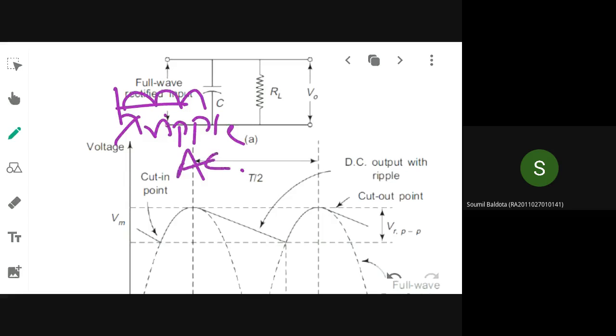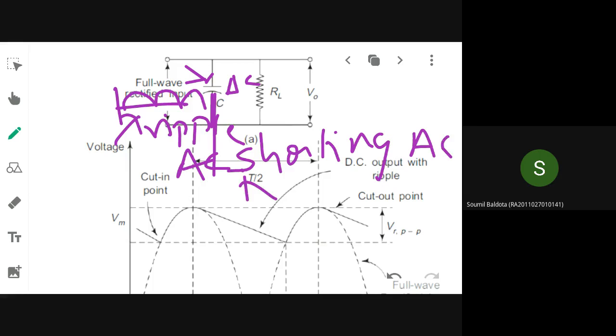That AC component will be charged here in the capacitor, and it is connected to the ground. So whatever AC component it is having, it will be shorted to the ground. It is shorting AC to the ground. So it is taking up the AC quantity, that is the ripple quantity, and it will be shorting that AC quantity and delivering it to the ground.